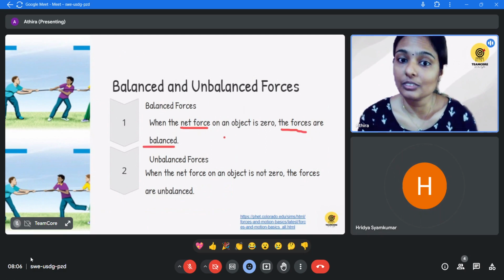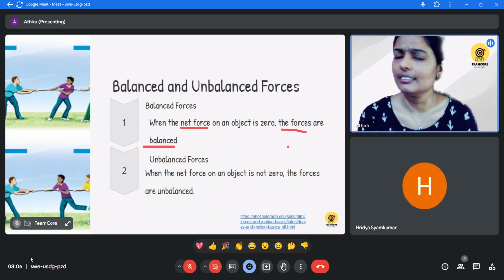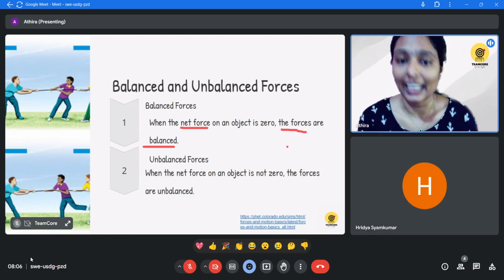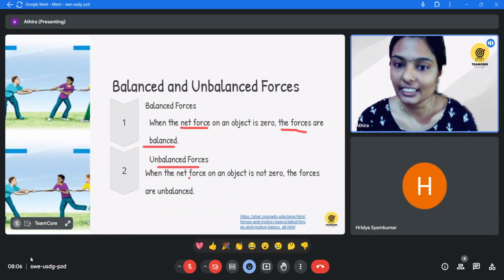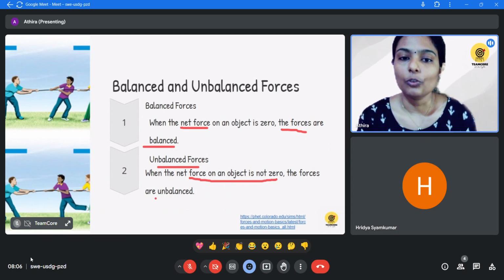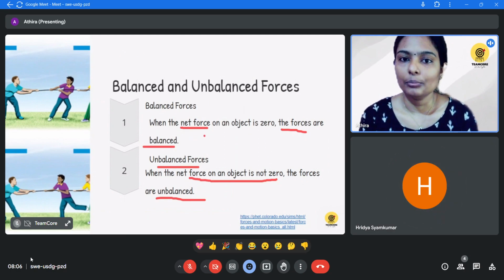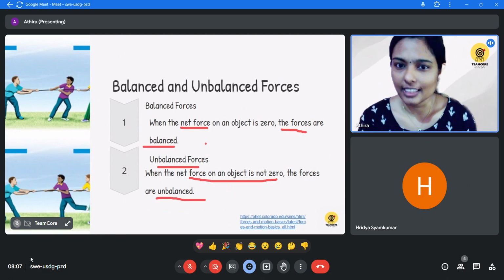How are the forces balanced? How is the net force zero? Because these forces are acting in opposite direction and their magnitudes are equal. If the magnitudes are not equal, then the sum of the forces is not equal to zero. Then we cannot say that forces are balanced. It is unbalanced. So when the net force on an object is not zero, the forces are said to be unbalanced. And can the balanced force change the state of motion of a body?